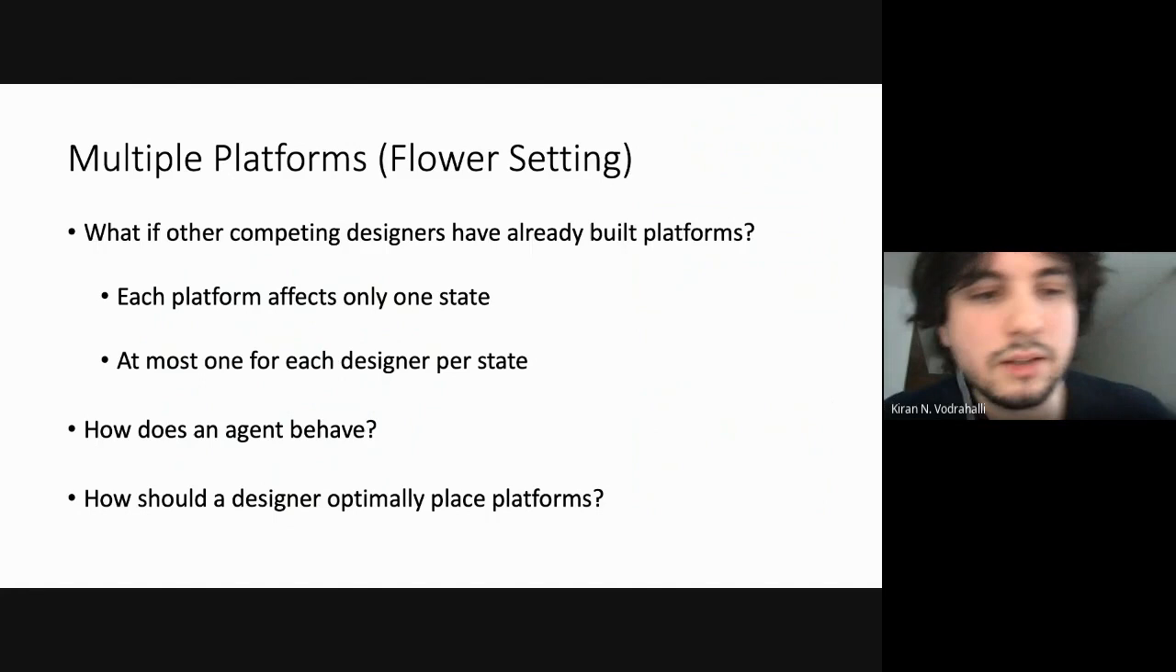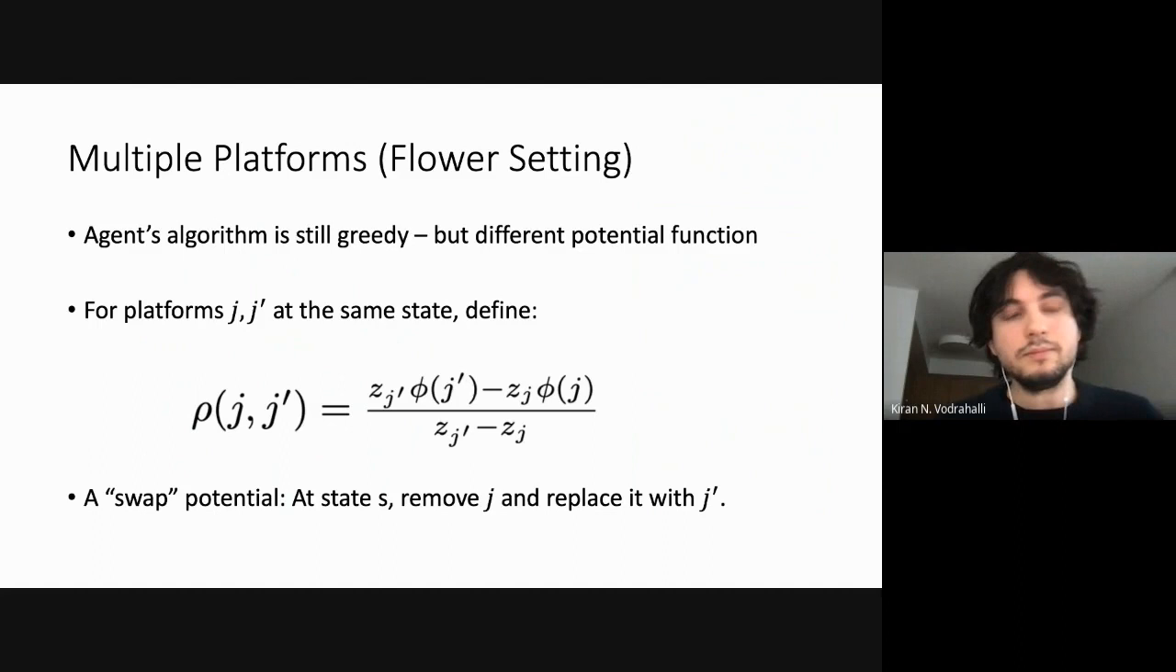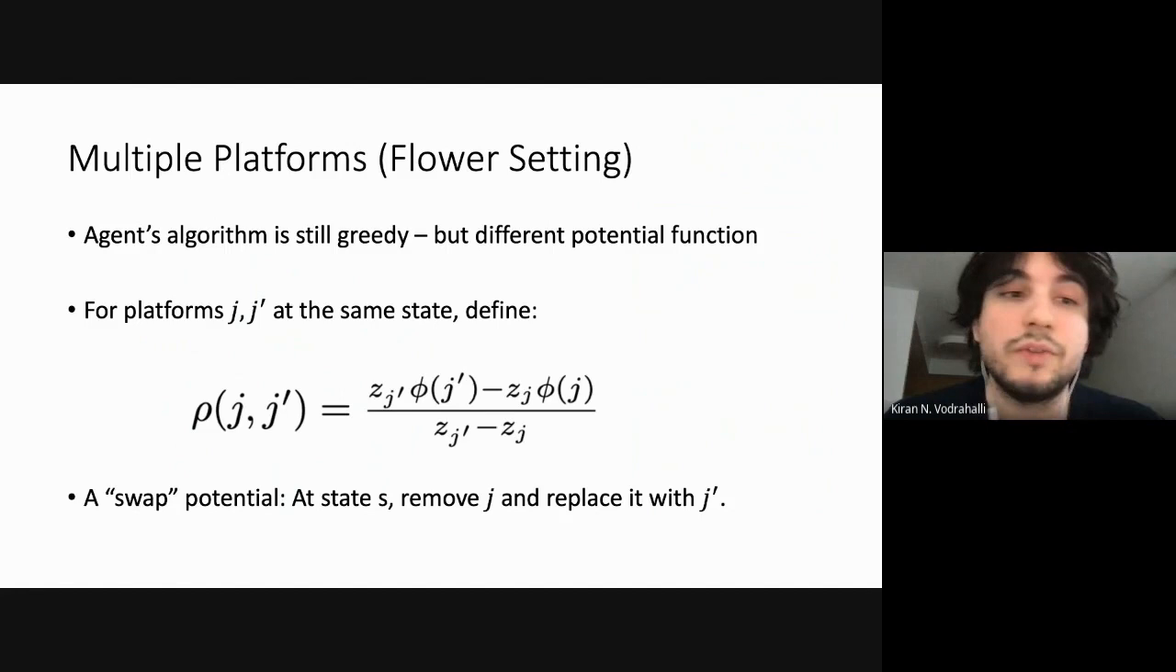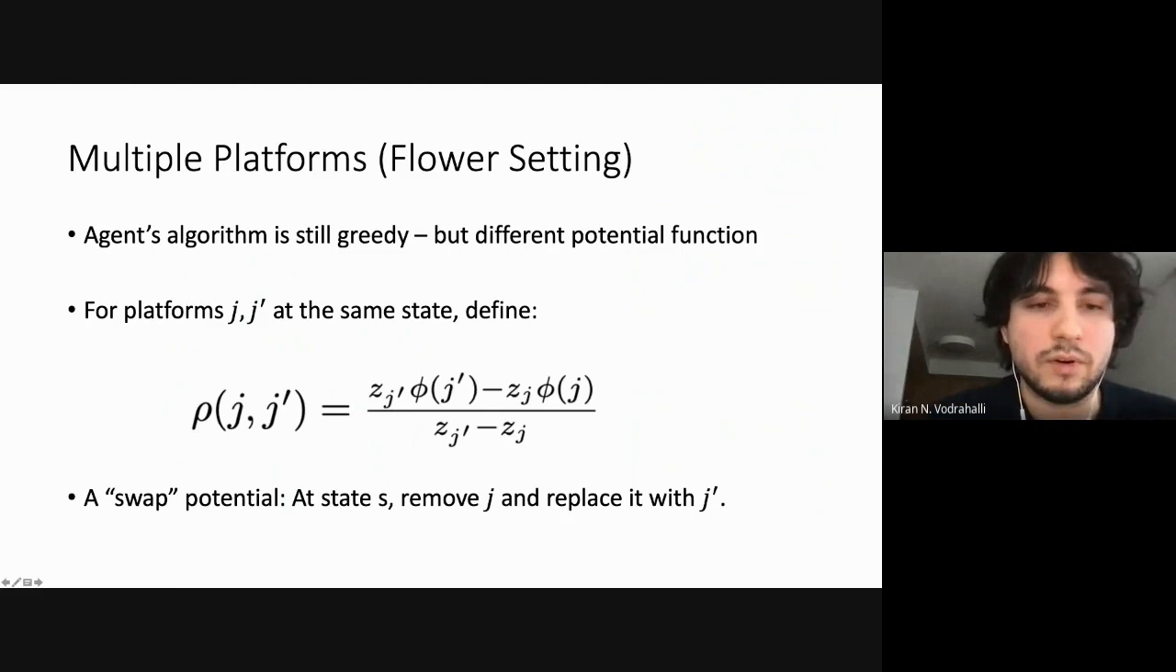So there are two questions now. One is, first, we have to revisit how an agent behaves in this setting, because it's going to be slightly different. And then secondly, we're going to again investigate the question of the designer optimally placing platforms. It turns out that the agent still has a greedy algorithm in this setting, but the potential function changes now. So we're following this function rho of platforms J and J prime at the same state. So fix the state. Now there's Google's platform J and Facebook's platform J prime. We're going to define this kind of slope between the two platforms, where again the z's are the denominator terms and the phi's are the old potential terms.